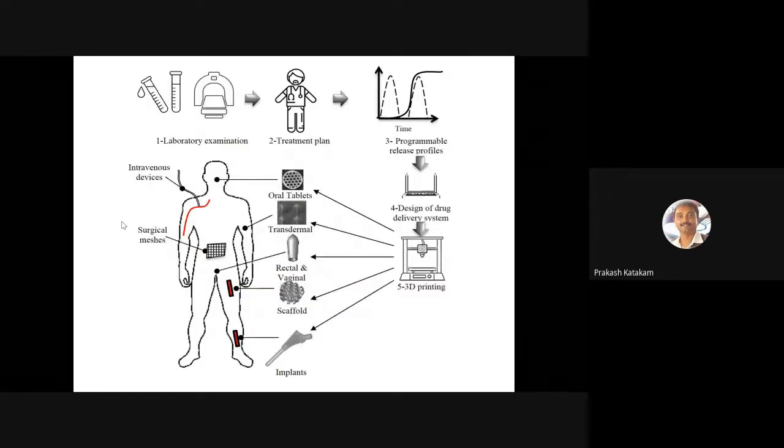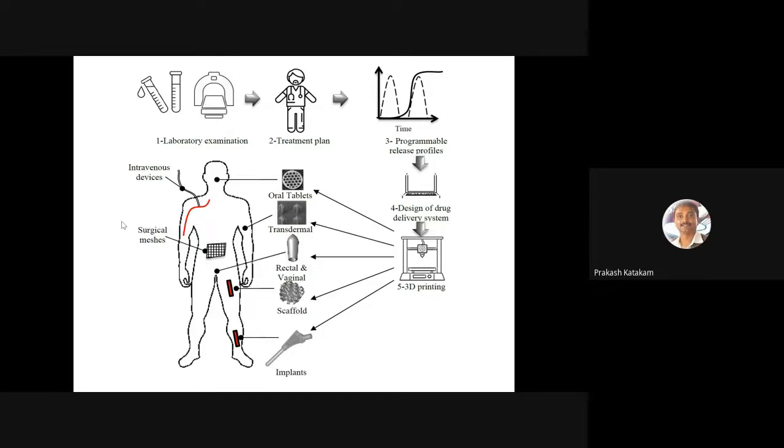This picture shows the workflow of how personalized medication works. First, based on the laboratory examination, the doctor will decide the treatment plan. Then we have previous studies based on research on how the drug should be programmed. That means whether you want an immediate release or a slow release tablet, and so on. Then the design part takes place in the system, and a CAD model is prepared. That CAD model is sent as an STL file to the printer.